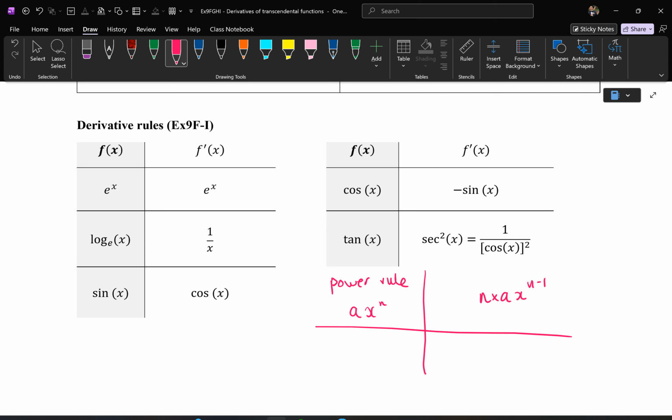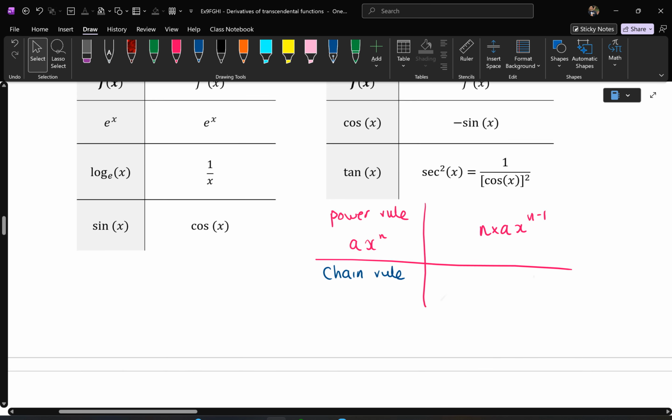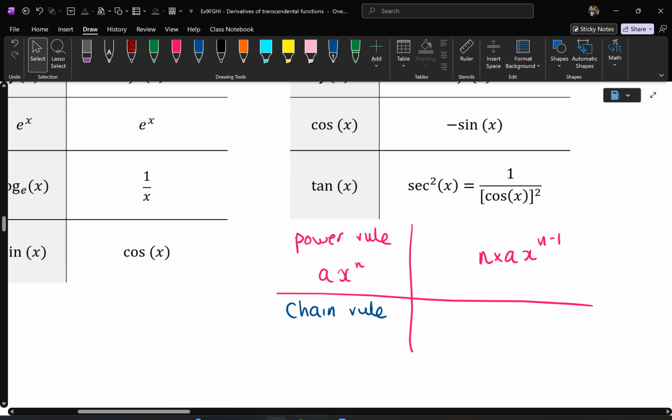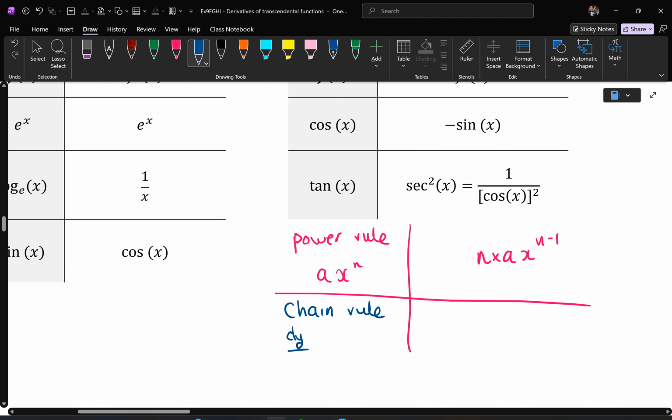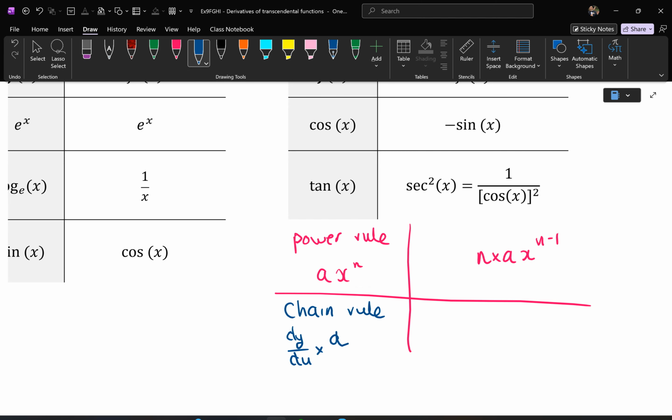Let's see if you remember your chain rule. Here we go. Chain rule. Let's use the user-friendly formula again. What is the chain rule again? Let's go with Phoenix. Do you remember the chain rule? Beautiful. Delta y delta u times delta u delta x is the derivative for delta y delta x.